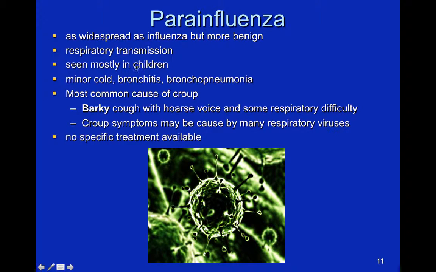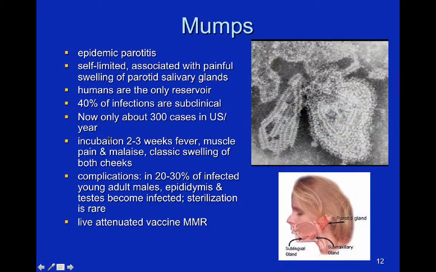Now, starting off with parainfluenza, it's as widespread as influenza, but it is generally more benign, transmitted via respiratory droplets, and most commonly seen in children. And all respiratory symptoms, so minor cold, bronchitis, even later stages pneumonia, and barky cough is one of the associated resultant symptoms with a hoarse voice and some breathing difficulty. No specific treatment or vaccine seems to be available.